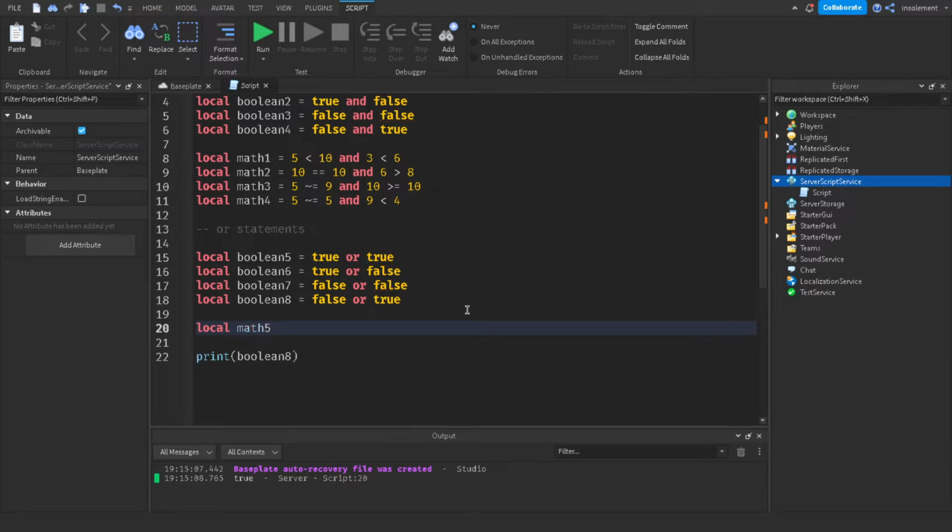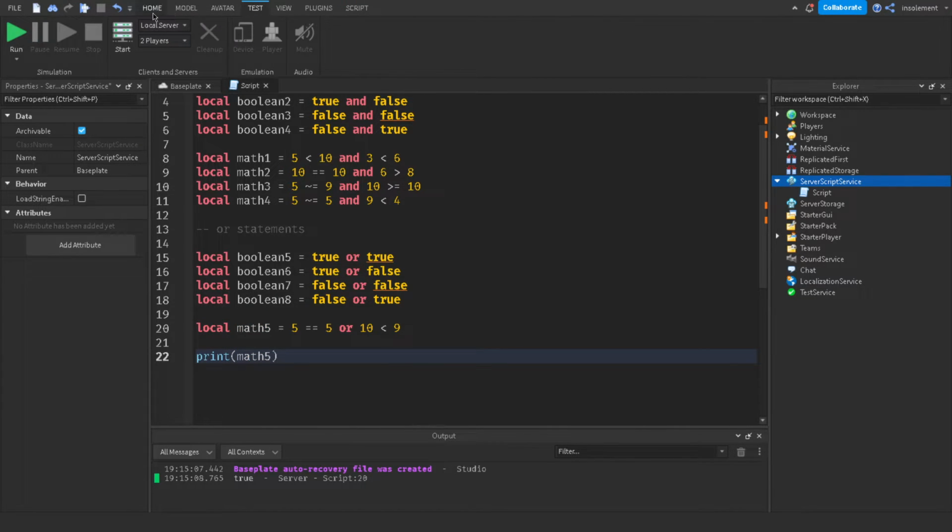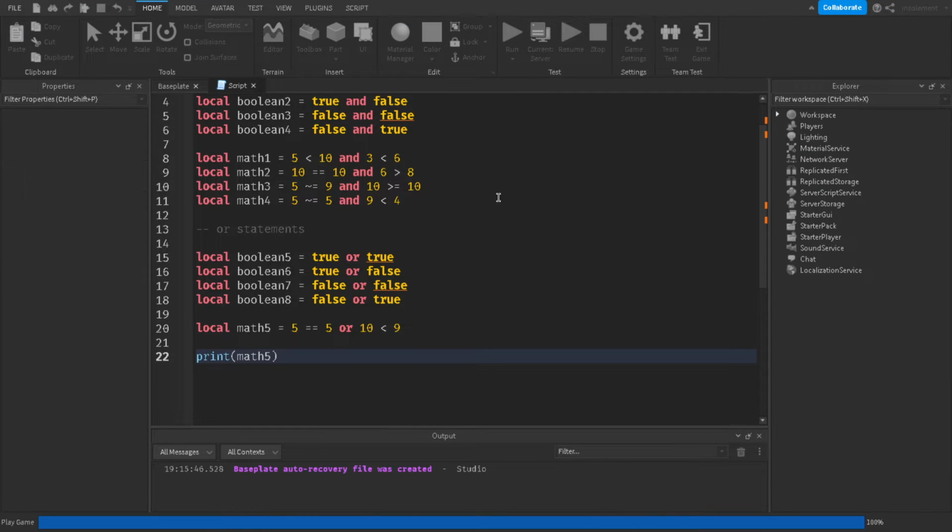You can also do math with this. So 5 is equal to 5, or 10 is less than 9. 5 is equal to 5, which would be true, or 10 is less than 9, which is false. Even though this is false, we have our true here, which would make this statement true, right? So if I were to run it, it would be true.